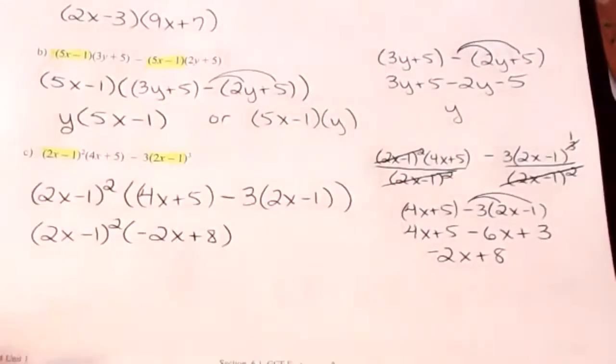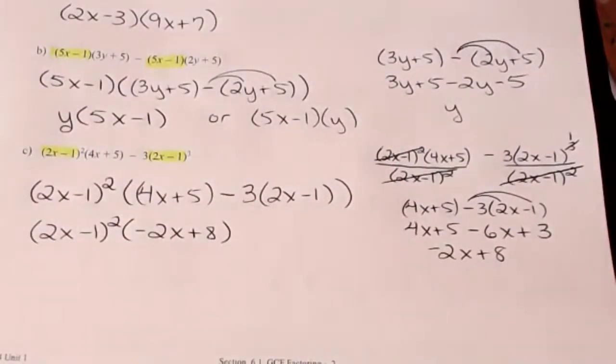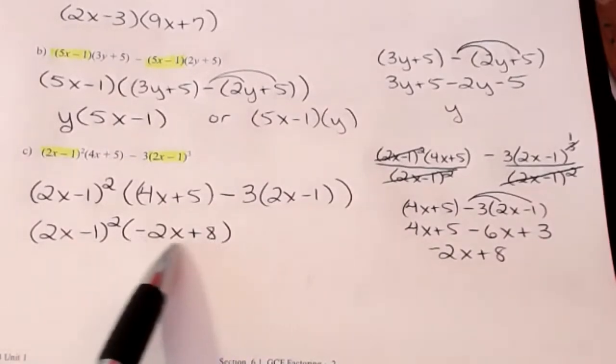Bring down that 2x minus 1 squared. Okay, take a look at this carefully. I want you to look at each set of parentheses. Phil, when you look at that second set of parentheses, this one right here, anything jump out at you?